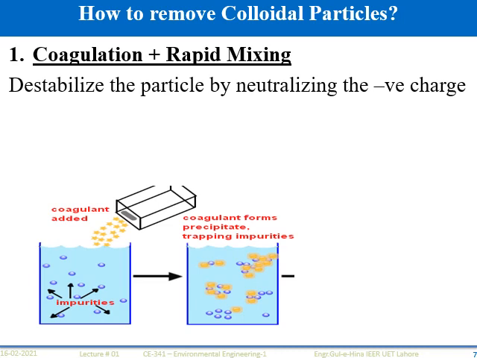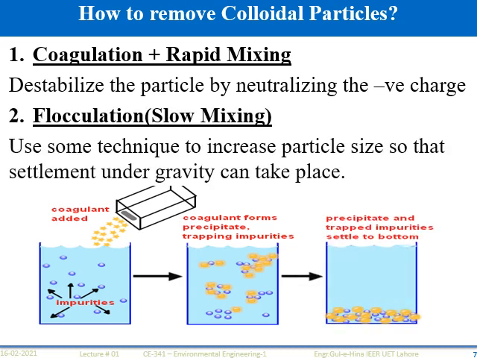So now how can we remove the colloidal particles? As we discussed in a previous slide, there are two processes which are very important to remove them. The first one is to destabilize the particles by neutralizing the negative charge. Coagulation is basically the process in which we add chemicals to remove the charge on the particles, plus we do rapid mixing so that whatever chemical we add is completely mixed throughout the reactor.